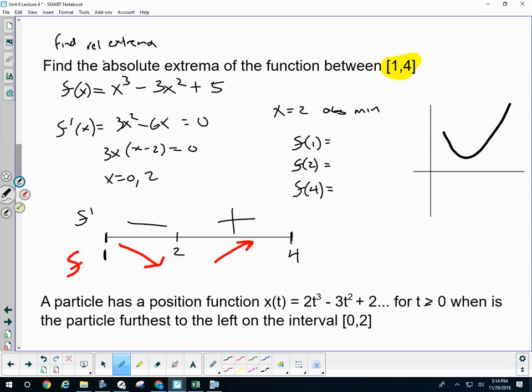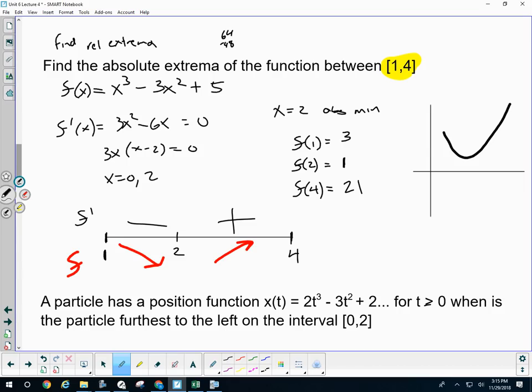Okay? Plug in 1. 1 minus 3 plus 5. Negative 2 plus 5 is 3. Plug in 2. 8 minus 12. Negative 4 plus 5, that's 1. 1 is less than 3. Okay. I plug in 4. I get 64 minus 16 times 3, 48. So 64 minus 48 is 16 plus 5, 21. Beautiful.